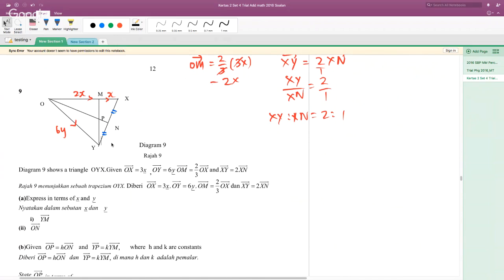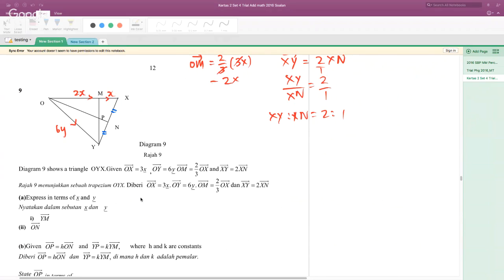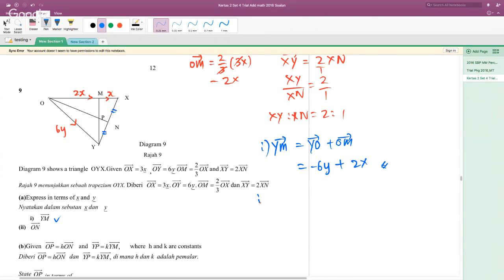Okay, we leave it like this first. The first one, they ask us to find YM. So YM basically equals YO plus OM. We have YO, which is the opposite of OY, so this is negative 6y, plus OM. O to M is 2x. So done. This is part 1. Part 2: in order to get O to N, I can say this equals ON, which can be OX plus XN maybe. OX we have already, it is 3x, but we don't have XN. I know XN basically equals half of XY.